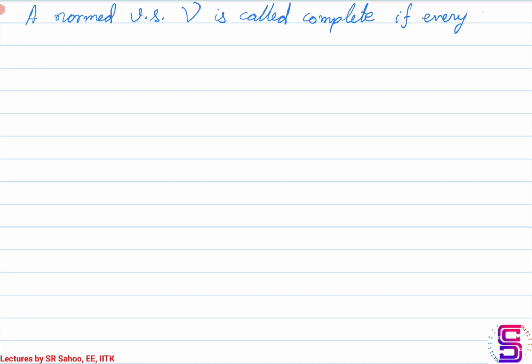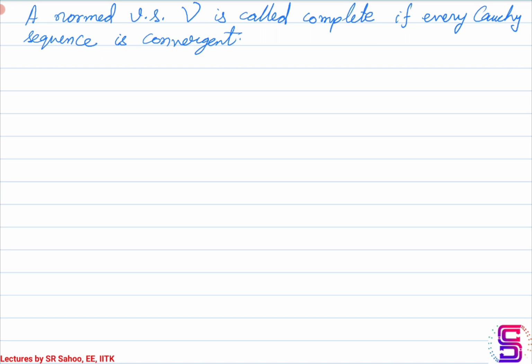Now, a vector space V is called a complete vector space if every Cauchy sequence that you can have on this vector space is convergent. Whatever Cauchy sequence that you can have on this vector space, if all of them are convergent, then the vector space is said to be a complete vector space.